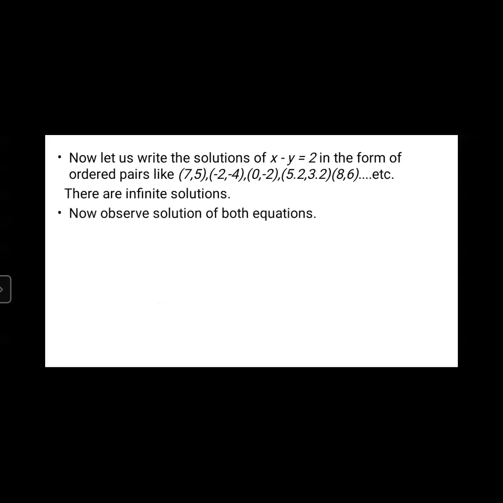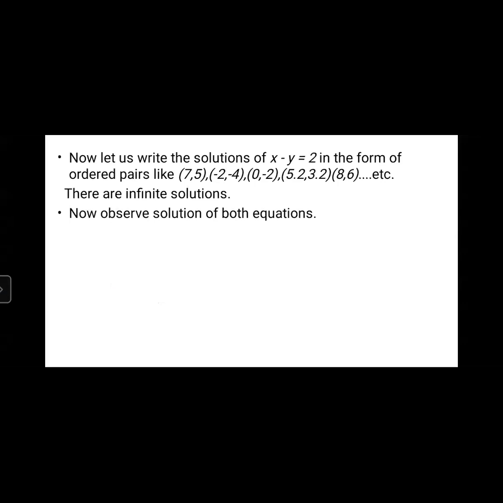Now let us write the solutions of x minus y equal to 2 as ordered pairs: (7, 5), (-2, -4), (0, -2), (5.2, 3.2), and (8, 6), etc.